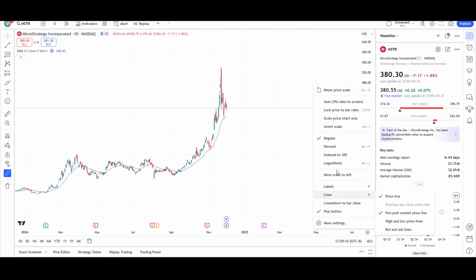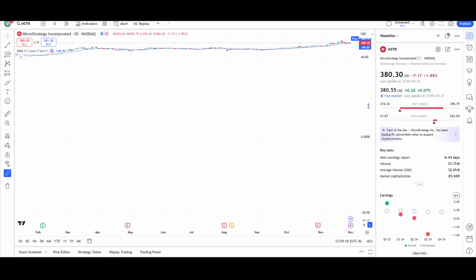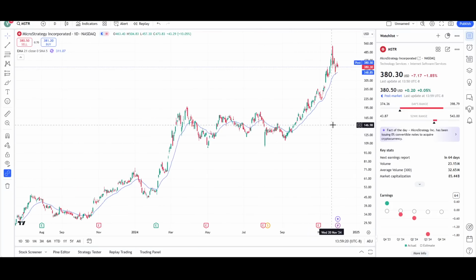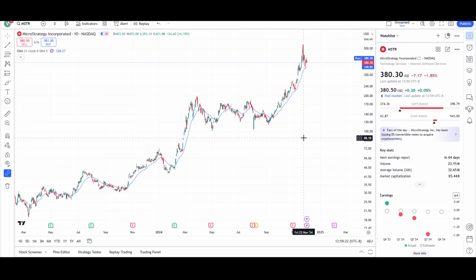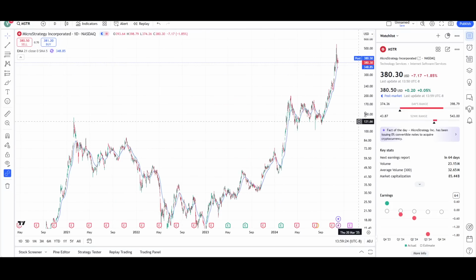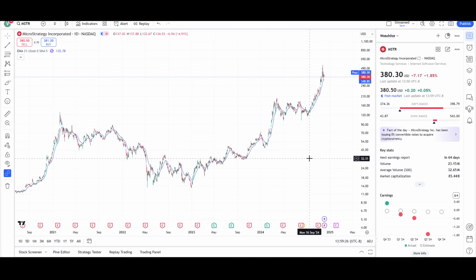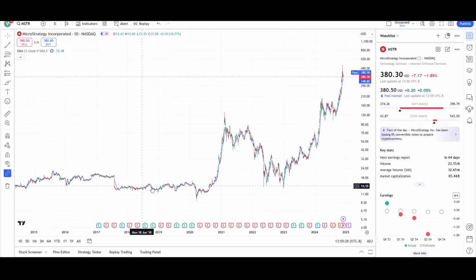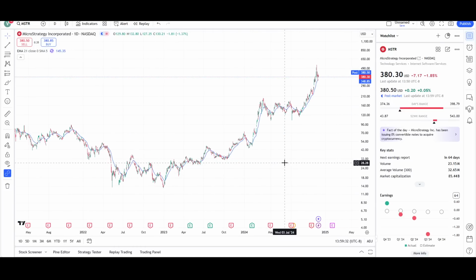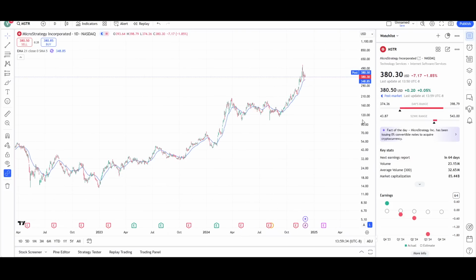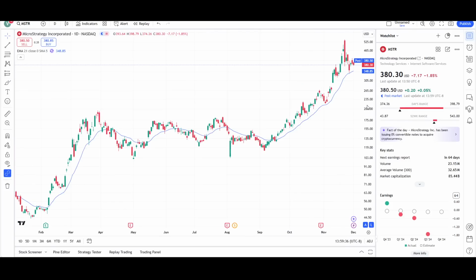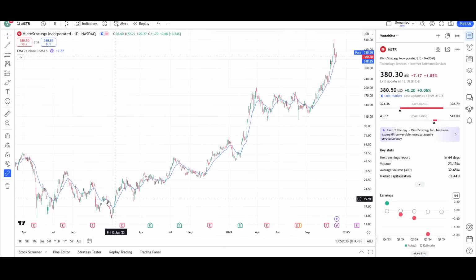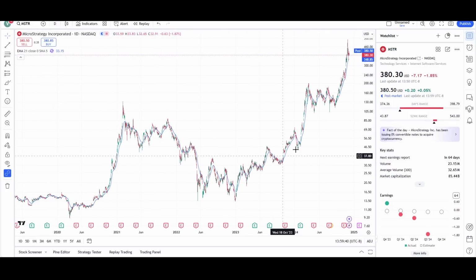Now let's take a look at the log scale. You have to use the log scale whenever a stock rises above a couple hundred percentage points. And also the second time you want to use log scale is when you want to see prior data that's too small to see on the regular chart. So now we're on the log scale, and it looks like a nice uptrend, right? It doesn't look like a bubble anymore.